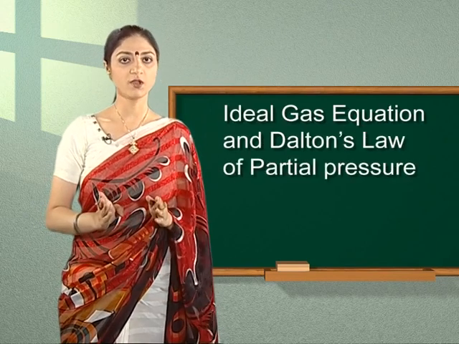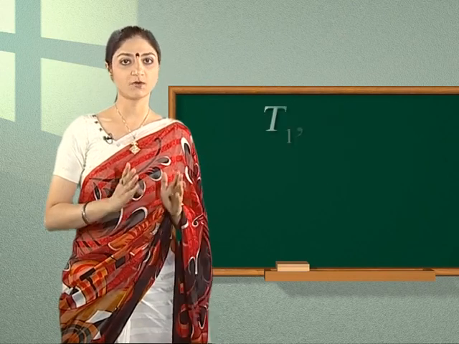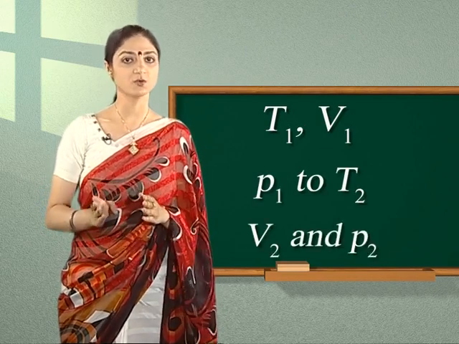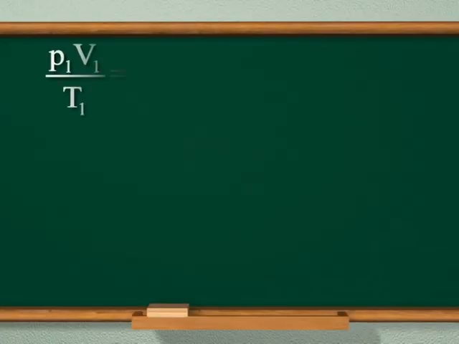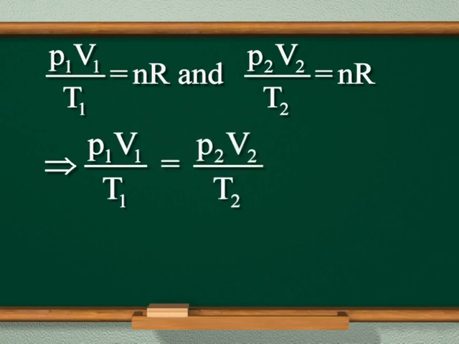If temperature, volume and pressure of a fixed amount of gas vary from T1, V1 and P1 to T2, V2 and P2, then we can write P1 multiplied by V1 upon T1 is equal to n multiplied by R and P2 multiplied by V2 divided by T2 is equal to n multiplied by R, which implies that P1 multiplied by V1 upon T1 is equal to P2 multiplied by V2 upon T2, is a very useful equation.